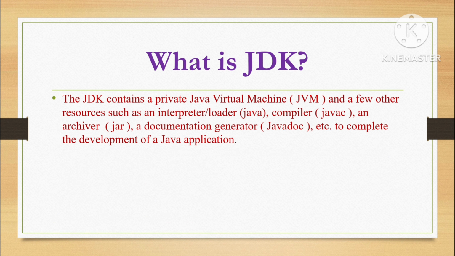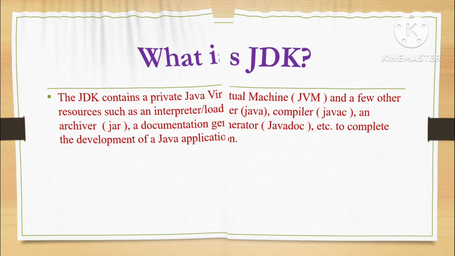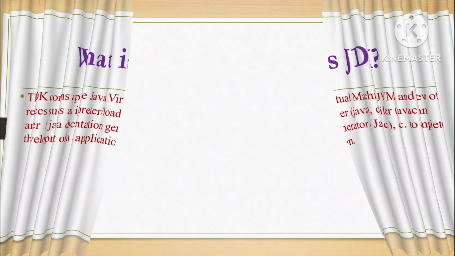The JDK contains a private Java virtual machine and a few other resources such as an interpreter like java, a compiler like javac, an archiver like jar, a documentation generator like Javadoc, etc. to complete the development of a Java application. So in this way we studied all three topics, that are JVM, JDK and JRE.